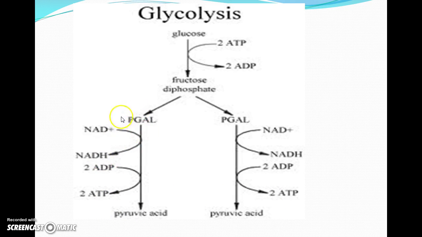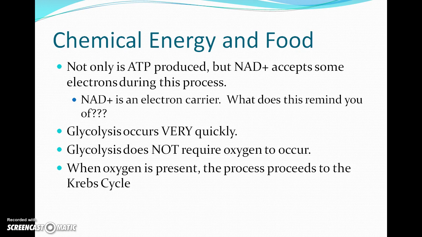And we're also making another electron carrier. In plants, we used NADP+. In animal cells, we use NAD+. It's still an electron carrier, it's the same thing. Just like I said, NAD+ is an electron carrier, just like the NADP+ in plants. Glycolysis happens very quickly. It does not require oxygen, but you know that you have to breathe all the time. Your body requires oxygen. So what happens is your body is using oxygen to head to the Krebs cycle.